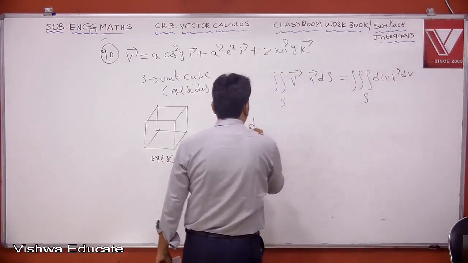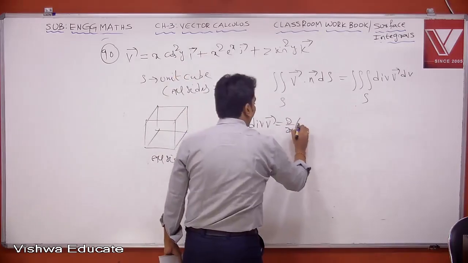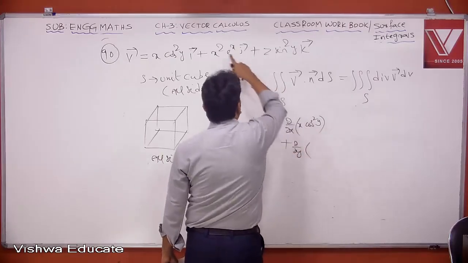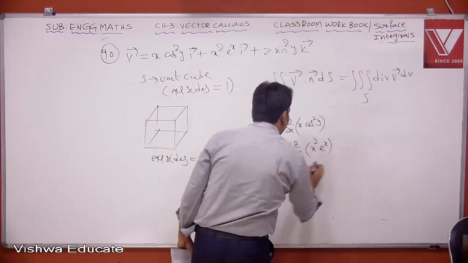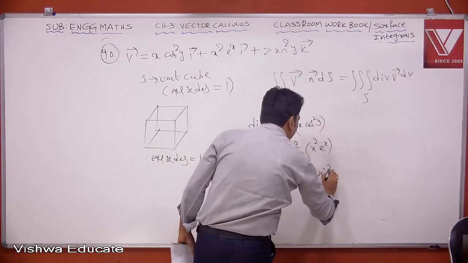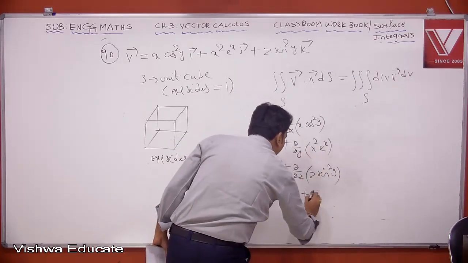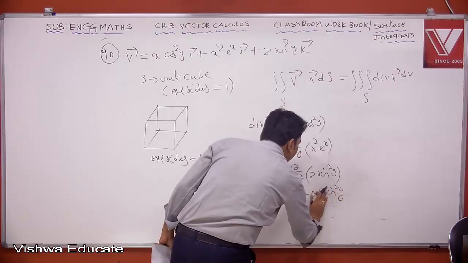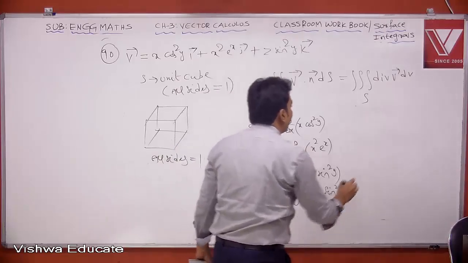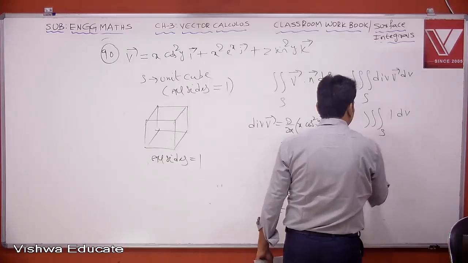So here divergence v bar equals dou by dou x of the I bar component, x cos square y, plus dou by dou y of x square e power x, plus dou by dou z of z sin square y. So therefore this is cos square y, this is 0, plus sin square y, so therefore this is 1. Therefore this becomes the triple integral of 1 dv over S.